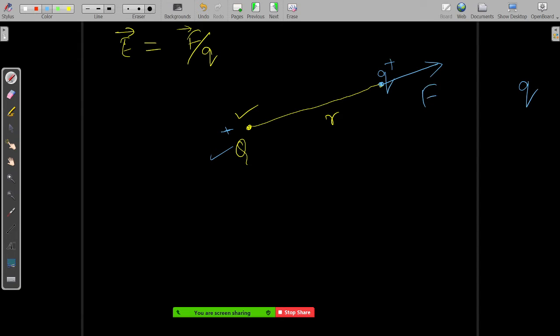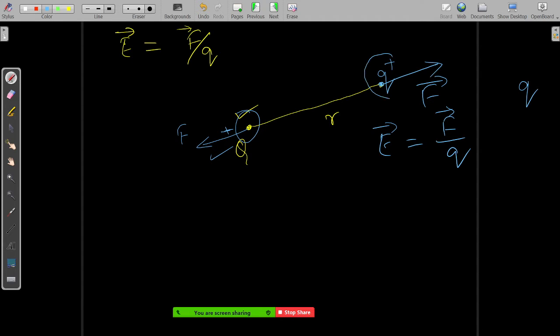If I get the force F, then the electric field by Q is given by F divided by the test charge. This is the force on the test charge. The same amount of equal and opposite force will be acting on capital Q also, but we are not bothered about that. We want to calculate the field extended by this positive charge at a distance r.